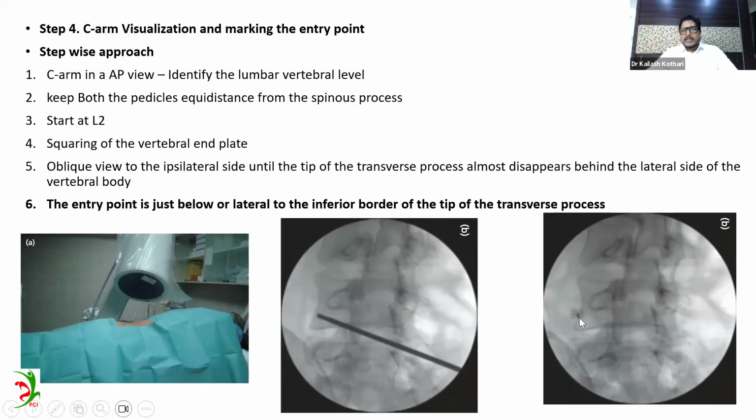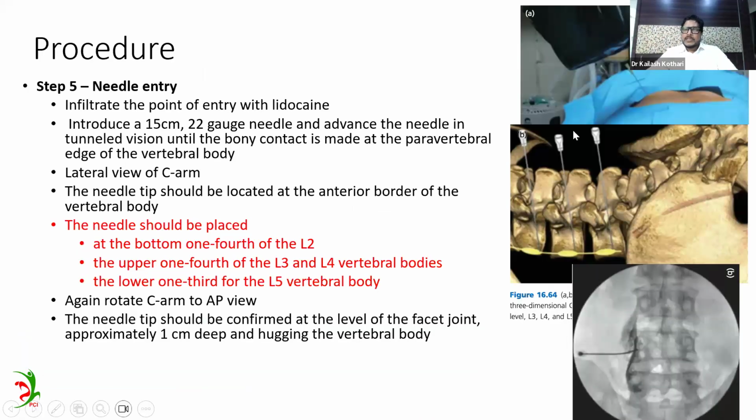and go directly inside. Once you reach enough depth, change the C-arm to the lateral view and make sure that your tip is lying at the anterior border of the body of vertebra. You don't cross the anterior border of the body of vertebra, otherwise you may go into the inferior vena cava. If you are a little lateral, you may go into the muscle.